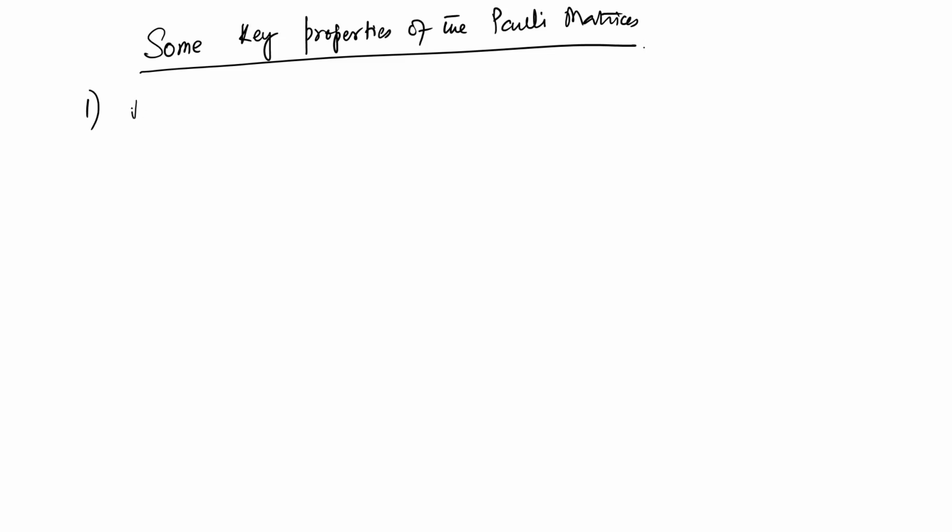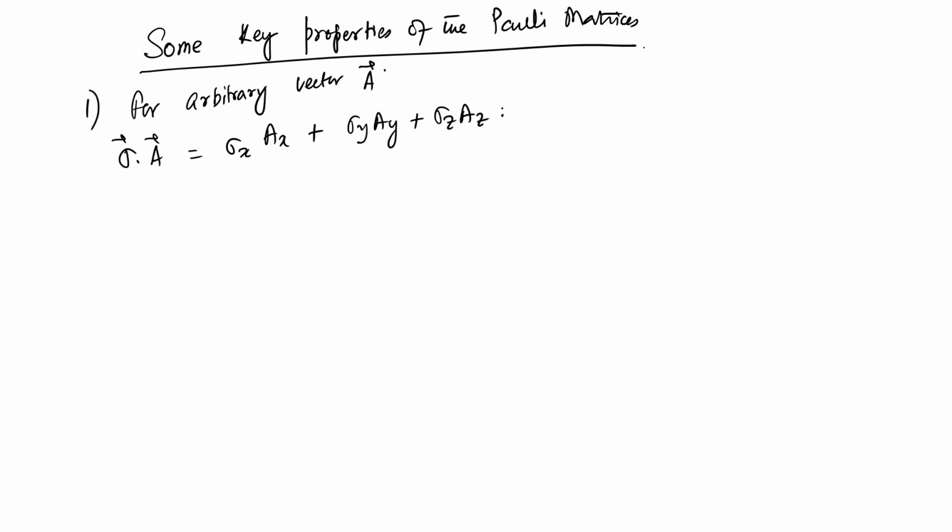So, this is for an arbitrary vector. We have this sigma dot A, we can write this down as sigma x A x plus sigma y A y plus sigma z A z, and this can be written as the matrix with A z and A x minus i A y in the top row, and A x plus i A y and minus A z in the bottom row.